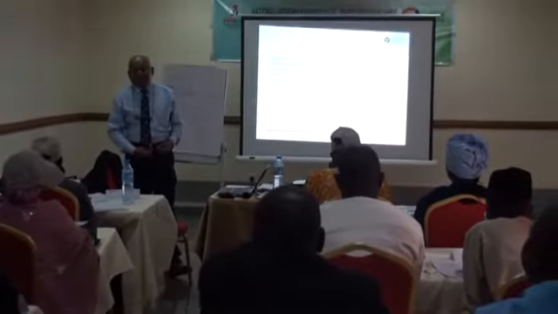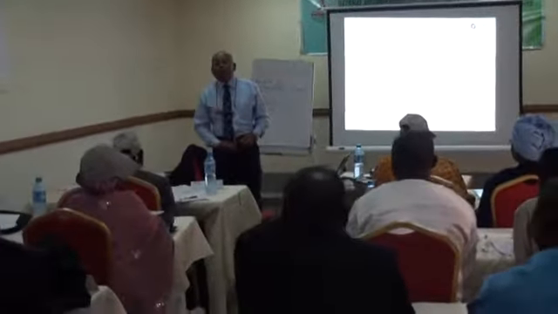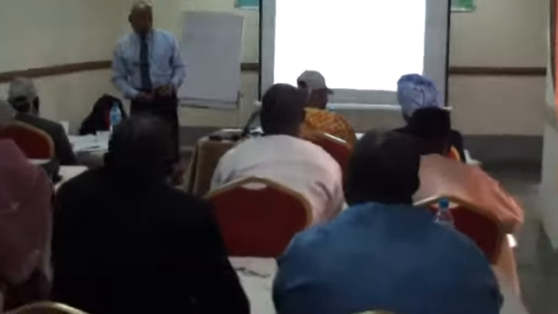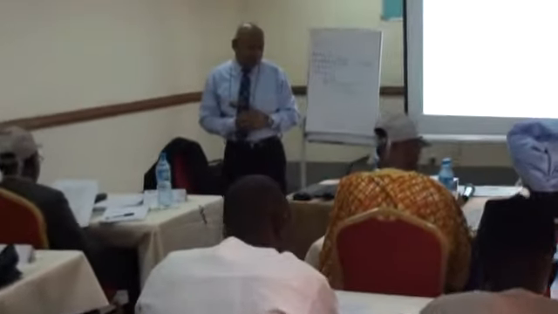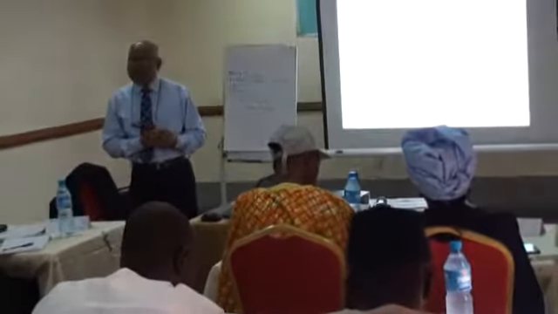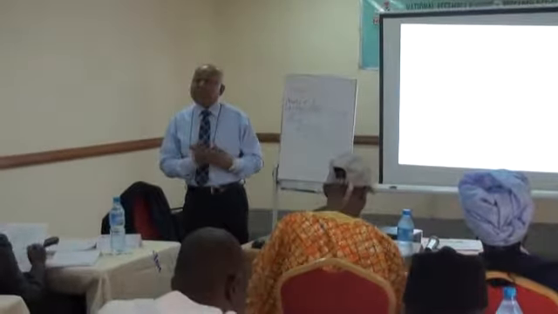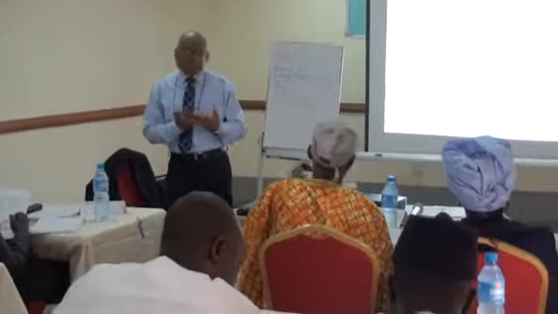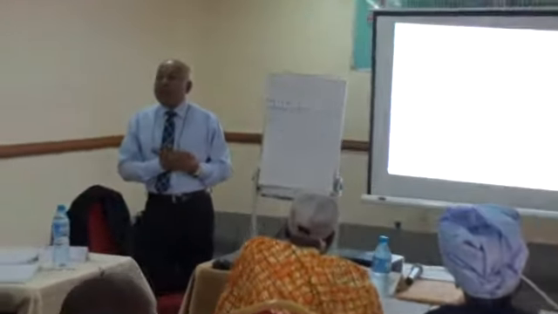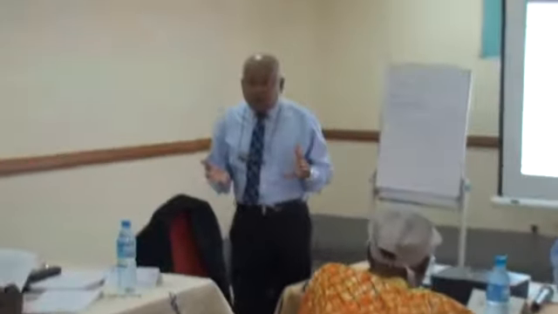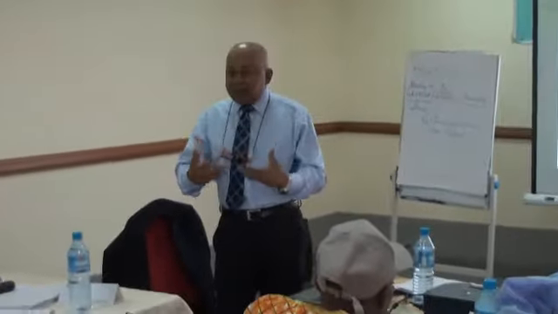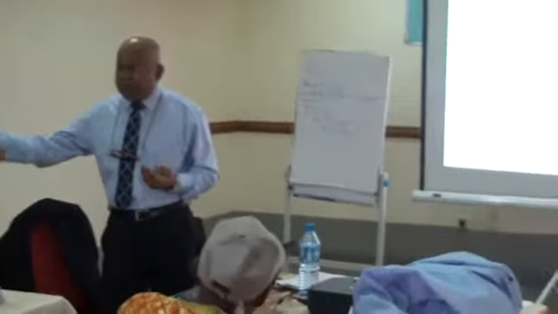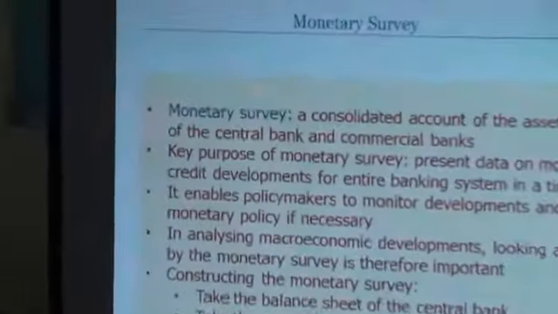Their balance sheet, the assets and liabilities, should be consolidated into one monetary survey, which is then published by the central bank. Okay? The key purpose of the monetary survey is to get basic data about monetary and credit development: how the money supply is moving, how credit is being created, how many loans, how quickly loans are being created, or how little credit is being created. This is also a danger. If there's not enough credit being created, this means there could be a problem in the system.